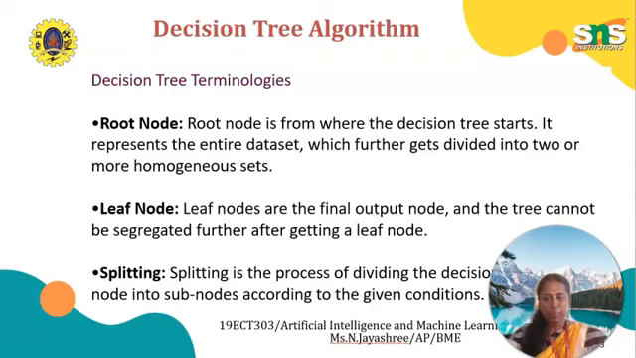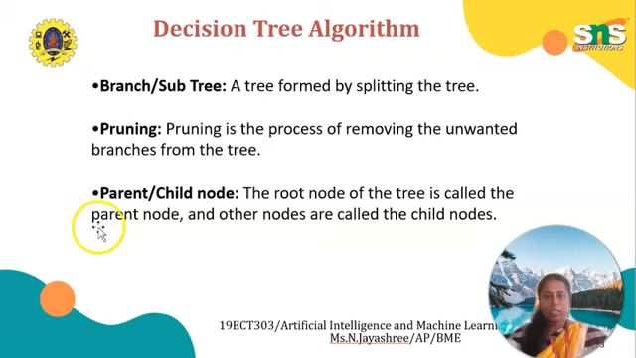Splitting is the process of dividing the decision node or root node into subnodes according to the given conditions. Next is the branch or subtree: a tree formed by splitting the tree. Pruning is the process of removing the unwanted branches from the tree. Parent and child node: the root node of the tree is called the parent node, and other nodes are called the child nodes.